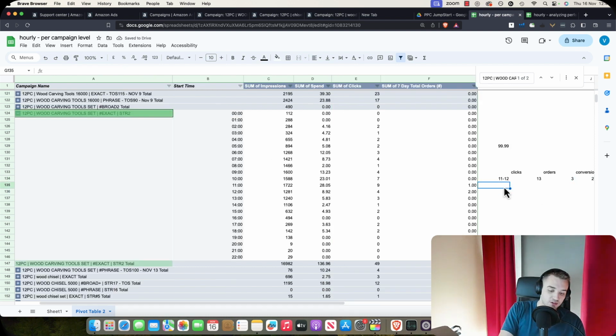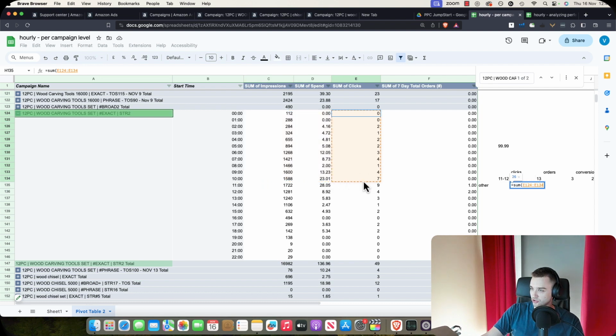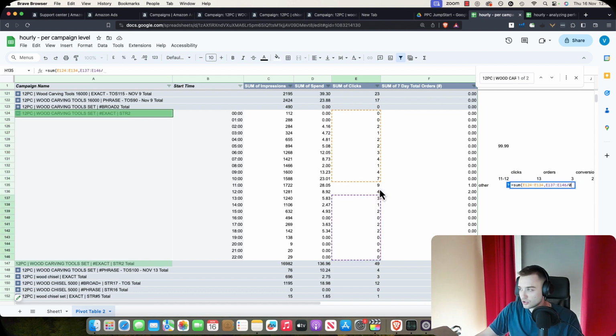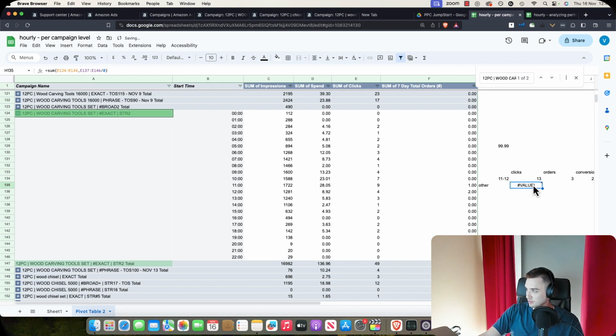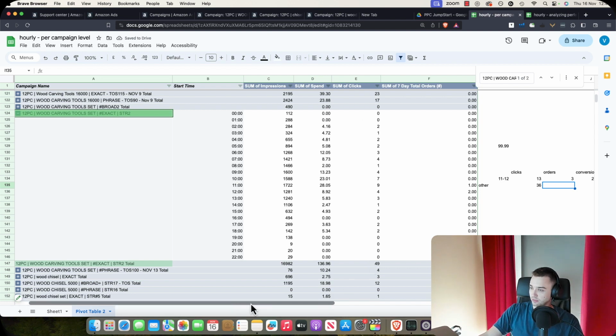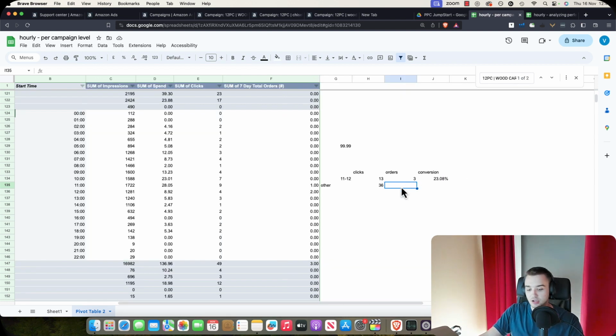But once you consider the amount of clicks we got in other times of the day, we can do a quick formula again. Sum, so it's going to be anything around this range, and it's going to be anything after noon. So we got 36 clicks. Okay, this displayed an error, but anyways, 36 clicks, and it came up to 0 orders. So the conversion is obviously worse.